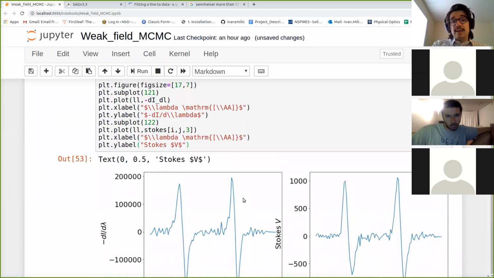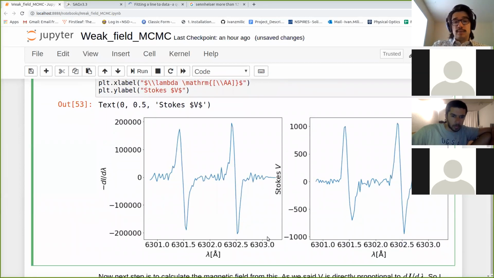Keep in mind that I'm plotting minus dI over dl, just because this way it's easier to see that these things really look like each other. If I mixed these and showed them to you, you would wonder which one is which. We can tell which is which because of the amplitude here.